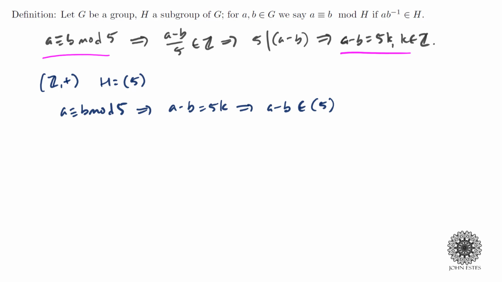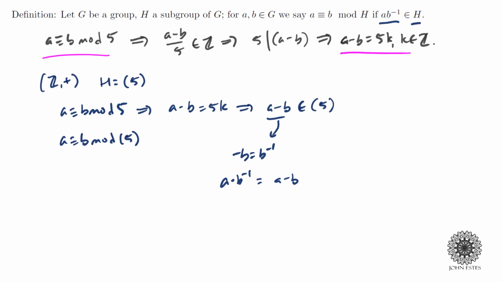So when we say a is congruent to b mod 5, and we're typically talking about the integers, what we really mean is that a is congruent to b mod the cyclic subgroup generated by 5, which is a subgroup of the integers with addition. Because notice, negative b is b inverse, so ab inverse, in terms of integers, means a minus b. So a minus b is an element of my subgroup. They are congruent mod the cyclic subgroup generated by 5.